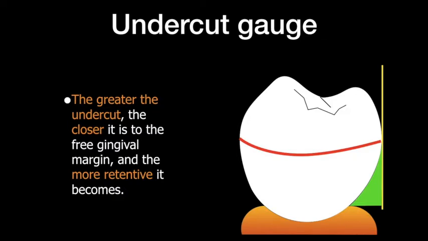So look at these pictures. We know the red line is the height of contour and the green area is the undercut. So when you use the undercut gauge and make the shank of the undercut gauge touch the tooth, when you move it up, when this undercut gauge is stopped by the tooth, this pink area actually is 0.01 inch undercut.